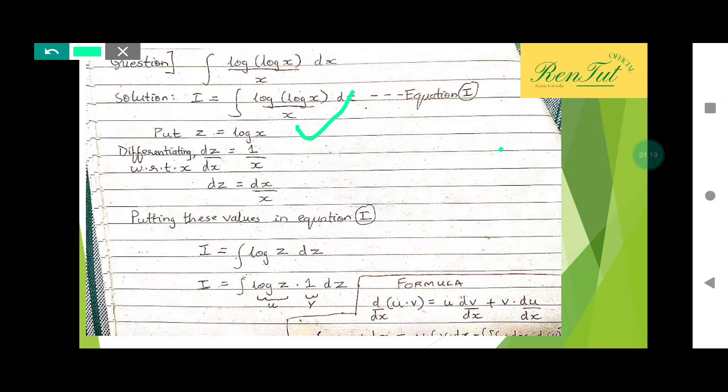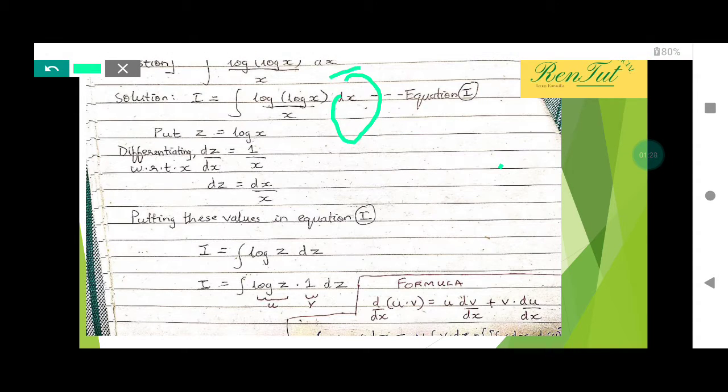Now when you see the question, you have something in common out here. I'll circle that. This is x, dx, and this is x. So this dx has to be taken from the denominator to the numerator. That is the reason why dx is taken to the numerator. And it is 100% matching equation number 1. So we have to put these values in equation number 1, and equation 1 will get transformed: I is equal to integration of log z dz.